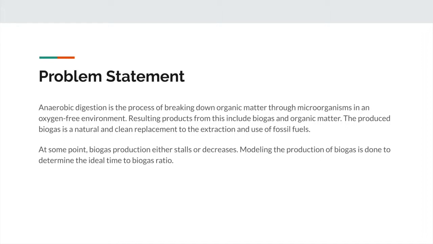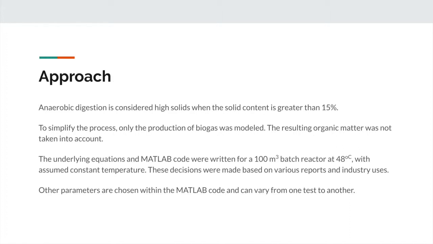At some point, biogas production either stalls or decreases during anaerobic digestion. Modeling the production of biogas is done to determine the ideal time to biogas ratio. Anaerobic digestion is considered high solids when the solid content is greater than 15%. To simplify the process, only the production of biogas was modeled. The resulting organic matter was not taken into account.